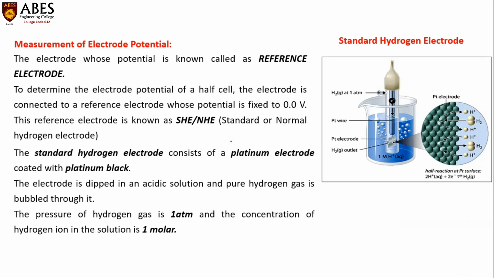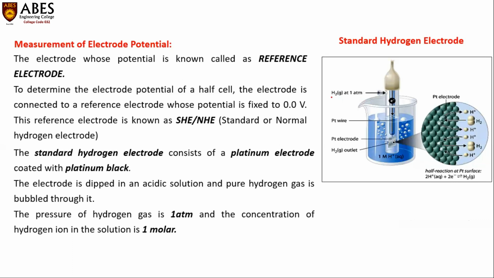So now we will discuss the construction of this hydrogen electrode. We take a glass tube in which a platinum electrode is kept. The platinum electrode is an inert electrode and it absorbs hydrogen on its surface. Now it is kept in an acidic solution, more specifically a 1 molar HCl solution.